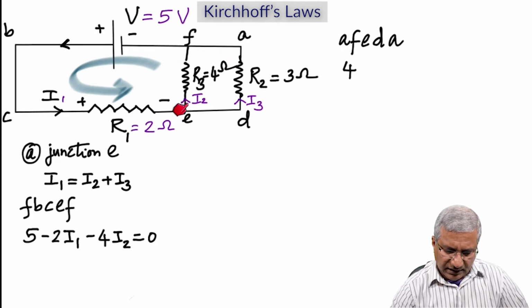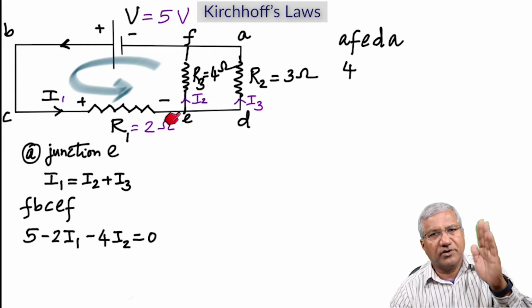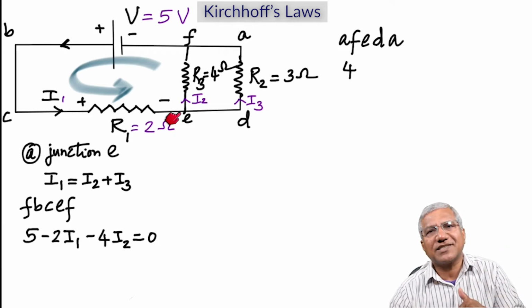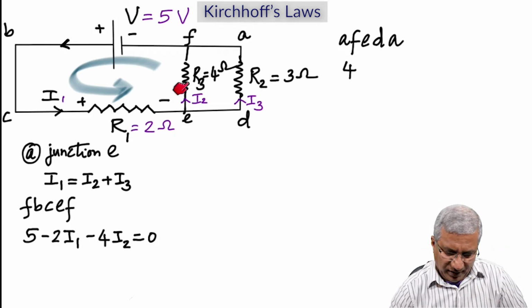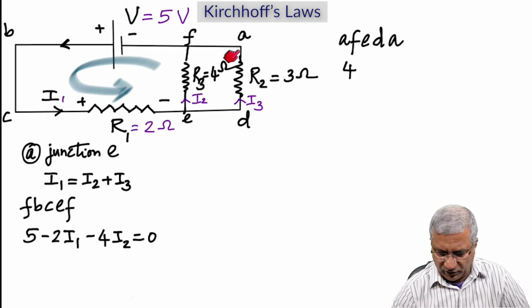F to E, we are going down, but the current is going up. Therefore, we're going to go positive. If you go against the current, it's positive. So it'll be positive 4 I2. And then you come back here, you're going in the direction of I3. As you go up, it'll be negative 3 I3 is equal to 0.